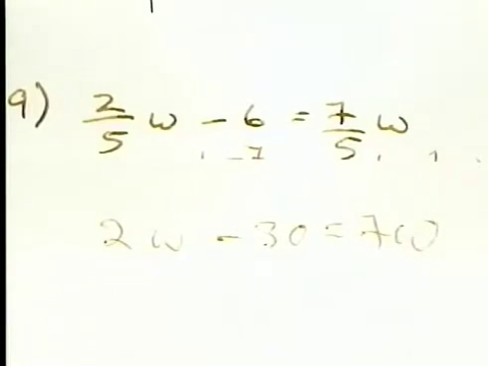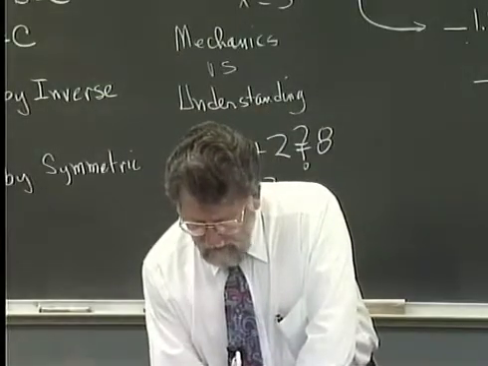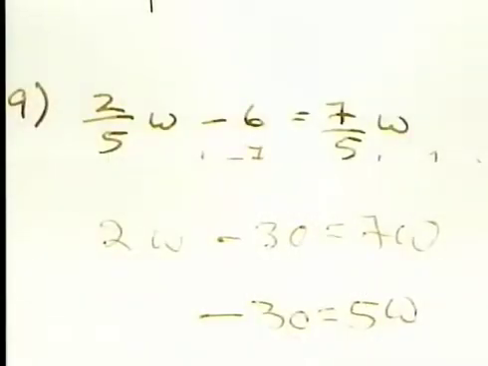Now I have 2w minus 30 equals 7w. Then if I bring the 2w to the right, subtracting 2w from both sides, what would I get? Minus 30 equals 5w. So let's come off there for a moment. I have minus 30 equals 5w. Back to the document cam. Then you do what?